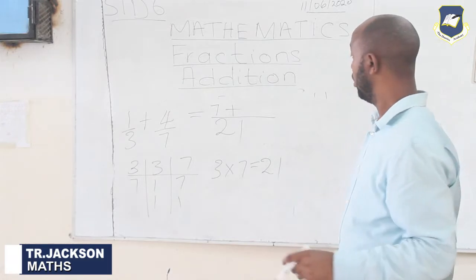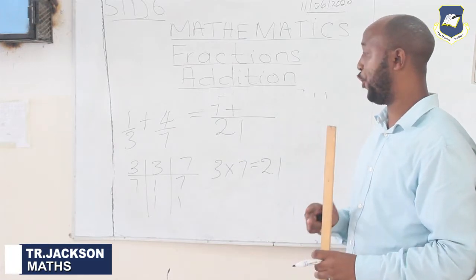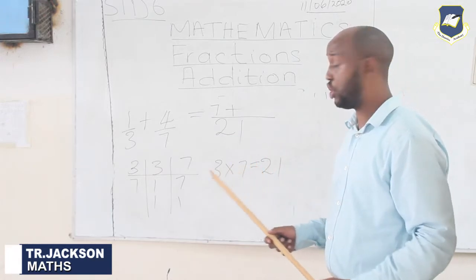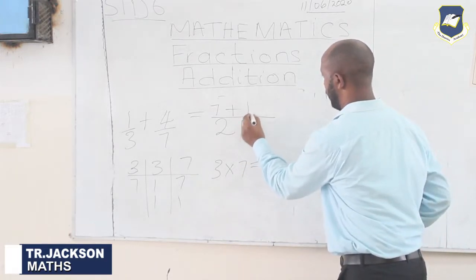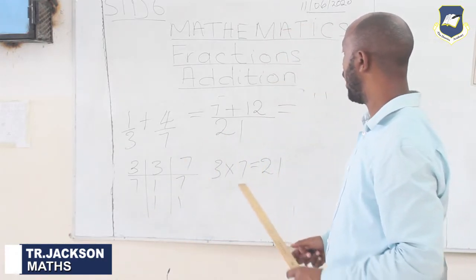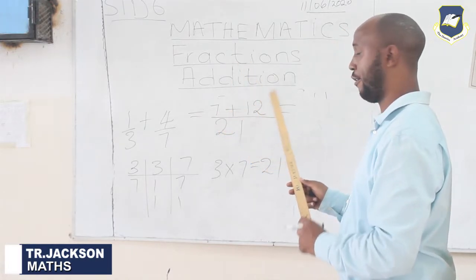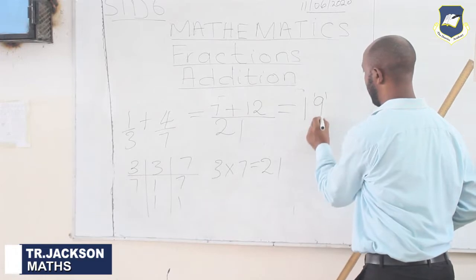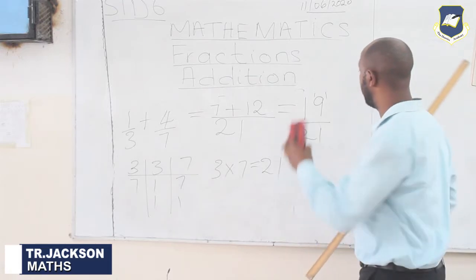Plus 21 divided by 7, you get 3. 3 multiplied with our numerator, which is 4. 3 times 4 is 12. Write 12. The next step is to add the numerators, which are 7 and 12. 7 plus 12 gives you 19. That gives you 19 out of 21.